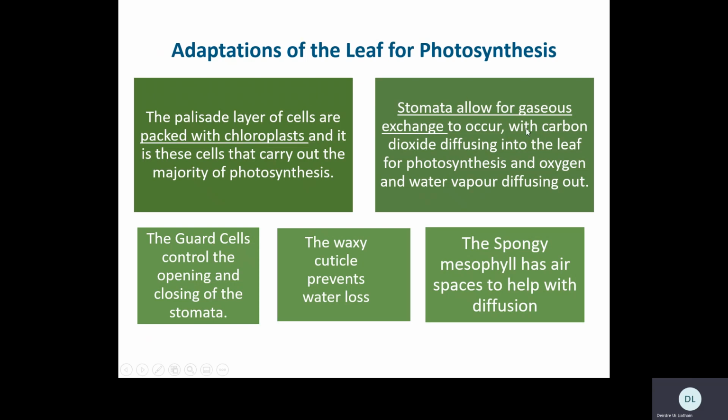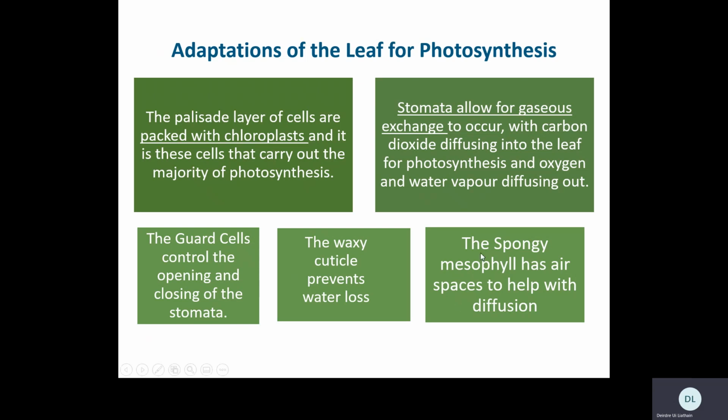Then if you flick down to the bottom of the leaf, you'll see the stomata down there. Those are the holes, and there's loads of them on the bottom of the leaf to allow lots of carbon dioxide to come in. There are little guard cells on either side of those stomata that control the opening and closing. There's a nice waxy cuticle quite often on the top of the leaf, and that prevents too much of the water going out of the leaf, because you need that water for photosynthesis.